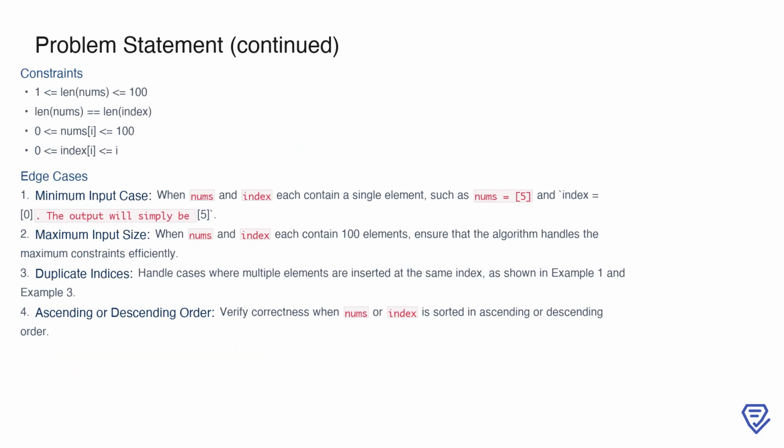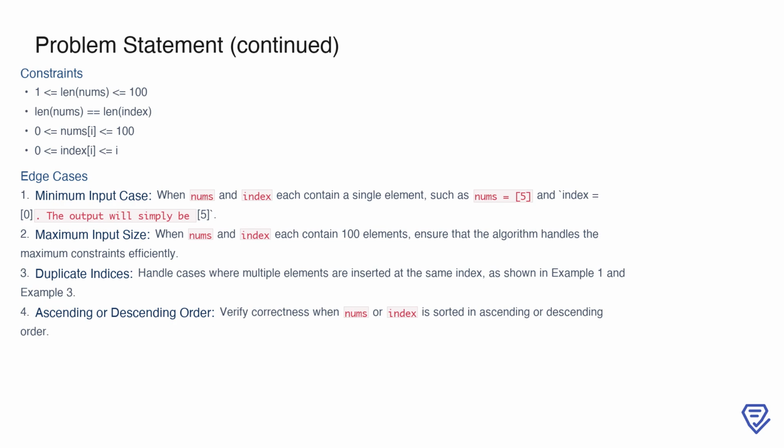There are some important constraints and edge cases to keep in mind. First, the length of nums must be between 1 and 100, and it must match the length of index. Each value in nums must be between 0 and 100, while each value in index must be between 0 and its current position in the iteration. For edge cases, consider the minimum input case where both nums and index contain a single element, such as nums equal to 5 and index equal to 0. The resulting target array would simply be 5.